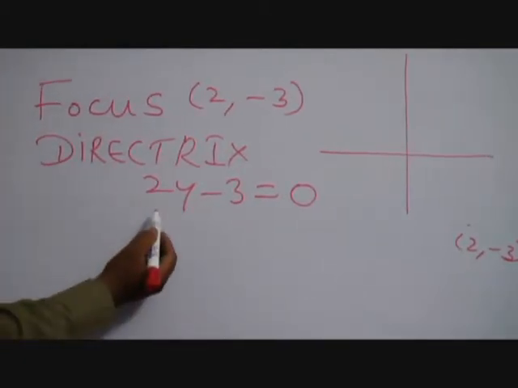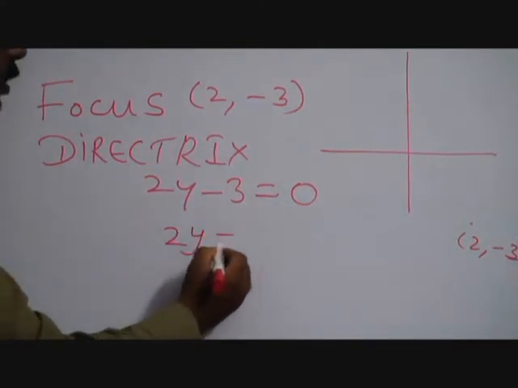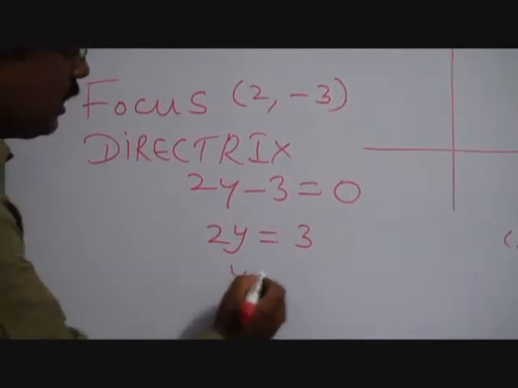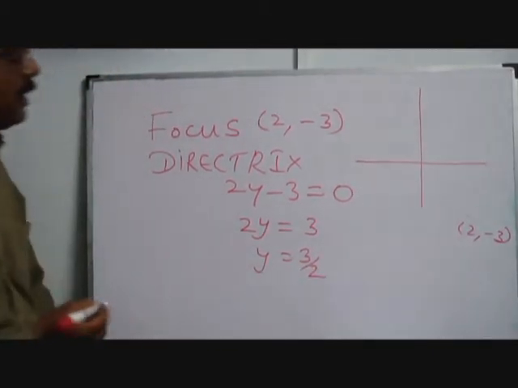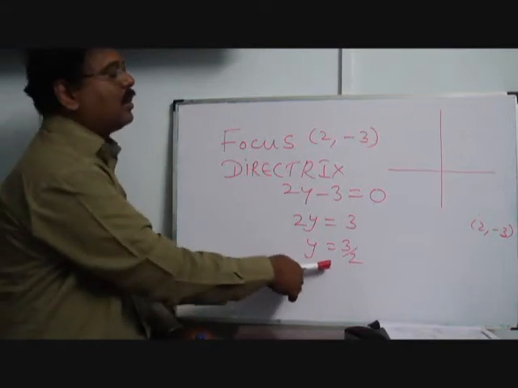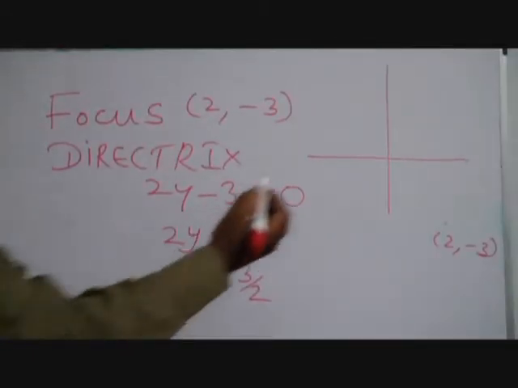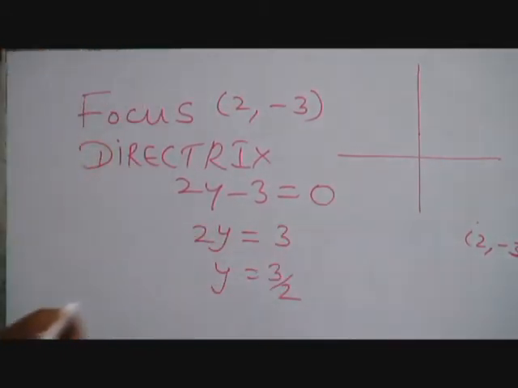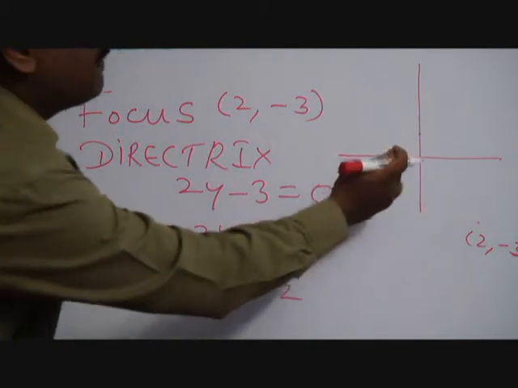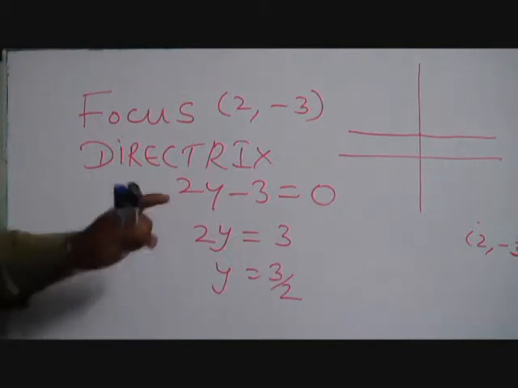Next we are going to draw the directrix line. To draw this line, I am going to change the equation of the directrix conveniently. 2y equals, the -3 goes to the other side and becomes +3. Now y = 3/2. Now we have the equation y = constant. We know that if the equation is y = constant, that line is parallel to the x-axis, passing through 3/2. Let us assume that this is 3/2 on the y-axis. Now y = 3/2 is a line parallel to the x-axis passing through 3/2. Now we have the directrix.